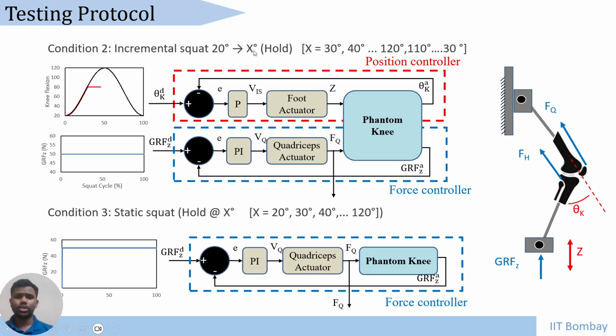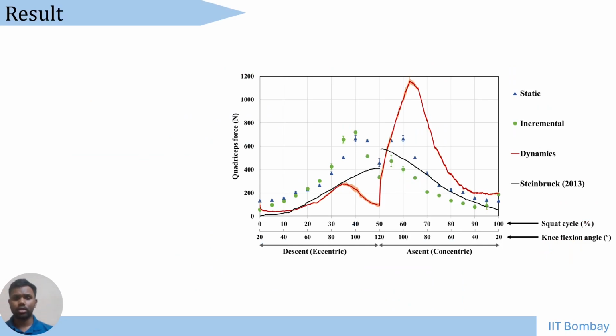The second condition is the incremental squat, where we go from 20 degrees to a steady state value of x degrees, and the third condition is a static squat, where we will hold the simulator at a particular angle and apply quadriceps forces to get to a particular ground reaction force.